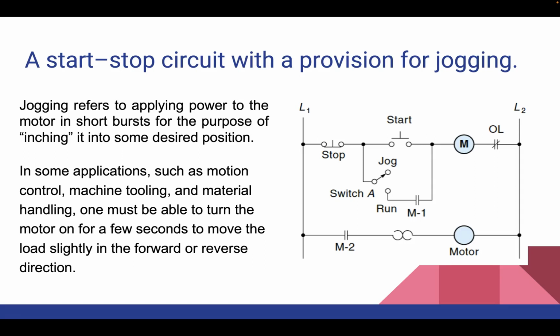Now, it is important to note that jogging should be used judiciously, as frequent jogging can lead to heat generation. If there is frequent jogging, it can cause more heat and potentially reduce the lifespan of the motor and the contactors. So as a general guideline, jogging should not be performed more than 5 times in a minute to mitigate any heat related issue.